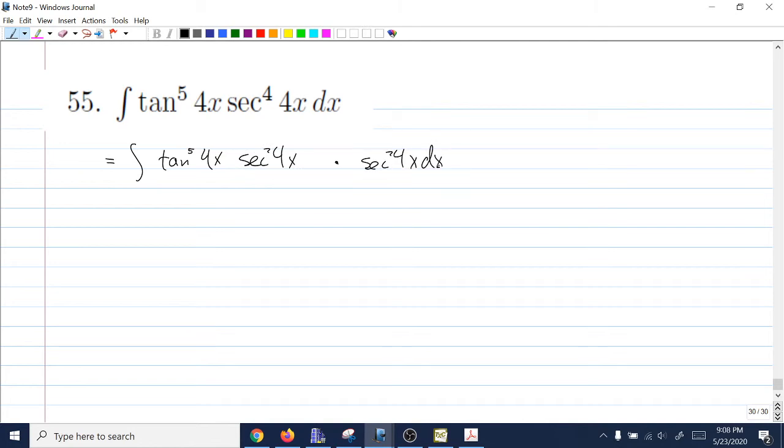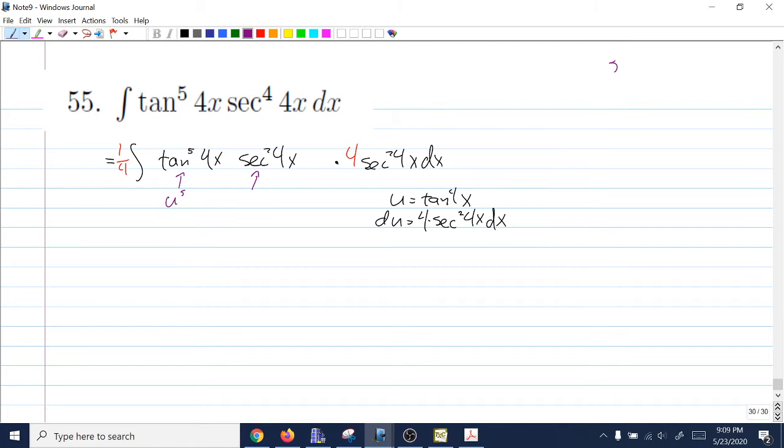Seeing that secant squared makes me want to try u equals tangent 4x, because then du will be secant squared 4x dx times 4. I wish I had a 4. I'll stick in a 4 and pop out a 1/4 to eat it up. If my u is tangent, then that's going to be u to the 5th. What's this going to be?